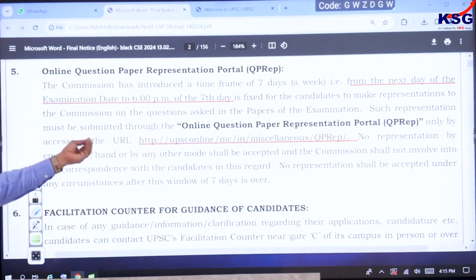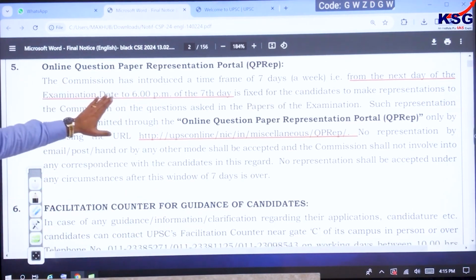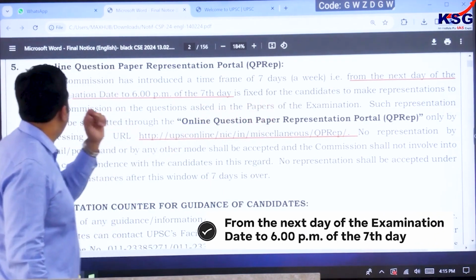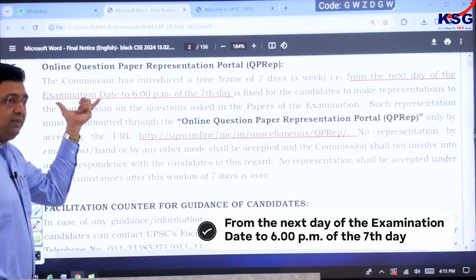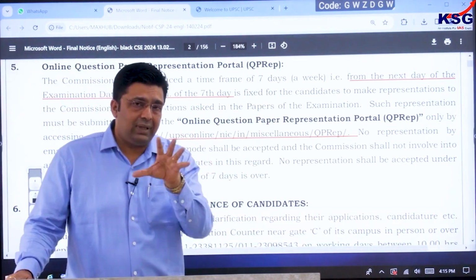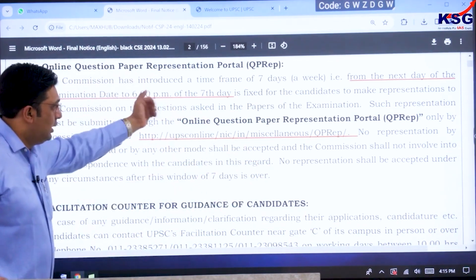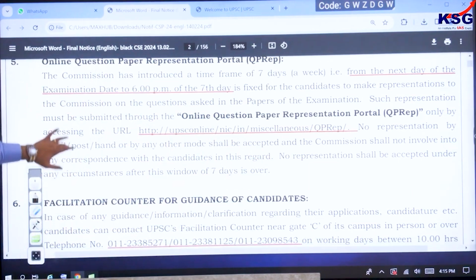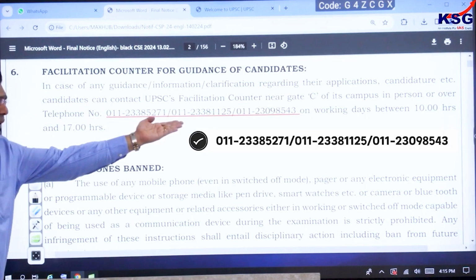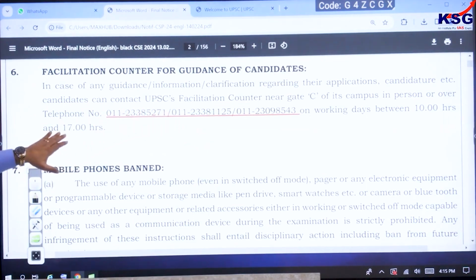This context comes into the picture after the exam. That is, you can clearly see that here it is written that the commission has introduced a time frame of 7 days from the next day of the examination date. Next day of the examination date means PT ke baad, that is 26 May ke baad. So therefore, at the moment currently you don't have to worry about this context. However, this is a very good initiative. Now, if at all you are facing any problem, you can call up UPSC directly on any working day from 10 a.m. till 5 p.m.